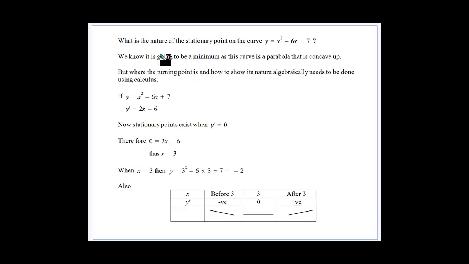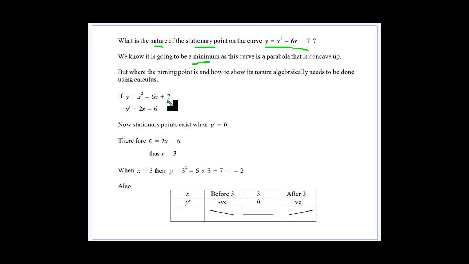So what are we trying to do with all this idea of stationary points and classifying them? What we're asked a lot to do is determine the nature of the stationary points of our curves. It's an easy one to start off with because we've got a nice little parabola, and we know if it's a parabola that's concave up, it should be a minimum. So this shouldn't be too hard, but let's prove it using our calculus.